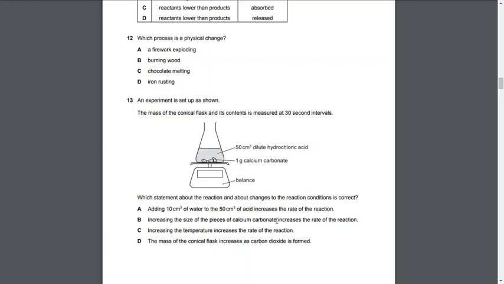Coming to C option, increasing the temperature increases the rate of reaction. Yes, increasing the temperature does increase the rate of reaction, and this is right. The mass of the conical flask increases as carbon dioxide is formed. No, it always decreases, because it's a gas which is going to be released out, and you can see it's not a closed system, it's not a closed container.